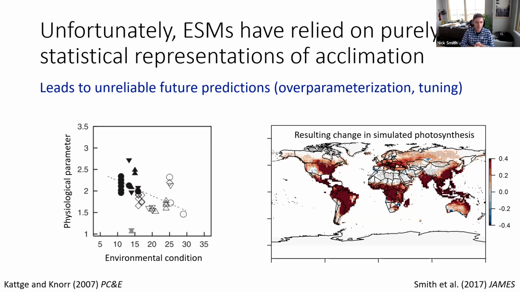But our acclimation response came from this one figure on the left, and the relationship of a physiological parameter to some environmental condition. And of course, you can fit a line to these data, but as you can see, the data are kind of all over the place. So the environmental condition here is temperature, and in this case, only goes from 11 degrees C to less than 30 degrees C. So it doesn't cover all the environmental conditions that we're trying to simulate on the globe. So this statistical representation is potentially problematic.